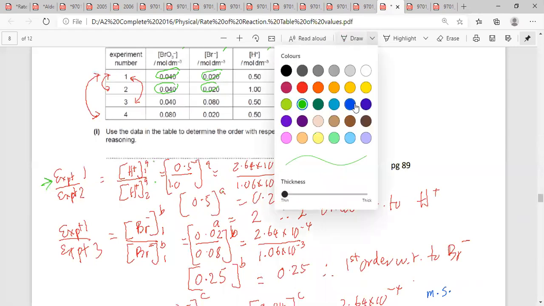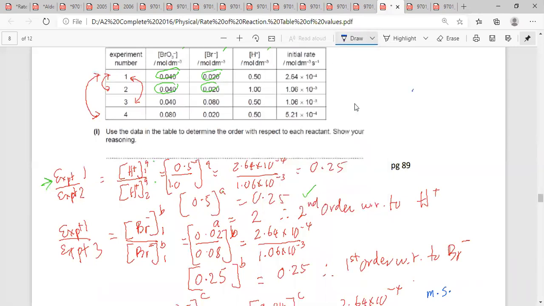Let's do it again. Blue color. 1 and 3. These two are different, so compare these two. Here is 0.02 on top here, 0.08 here, power of B. And of course here is 2.64 to the power of, and the bottom here. So I get this is the answer. So B must be equal to 1, first order.